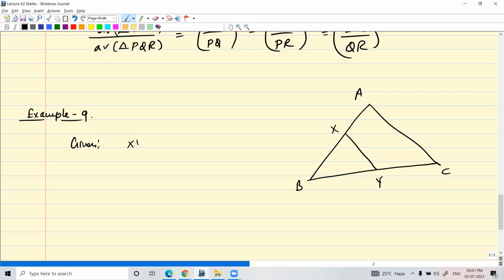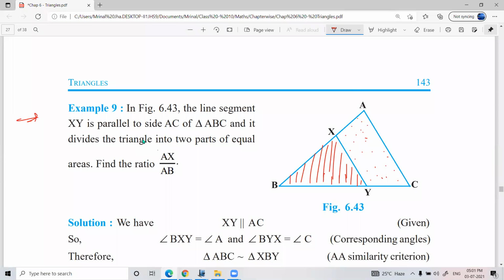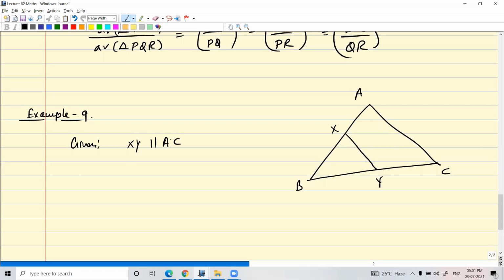So what is given? XY is parallel to AC, and area of triangle BXY is equal to area of quadrilateral AXYC. This is what is given to you. Everyone understands that from the question? These two things are given.